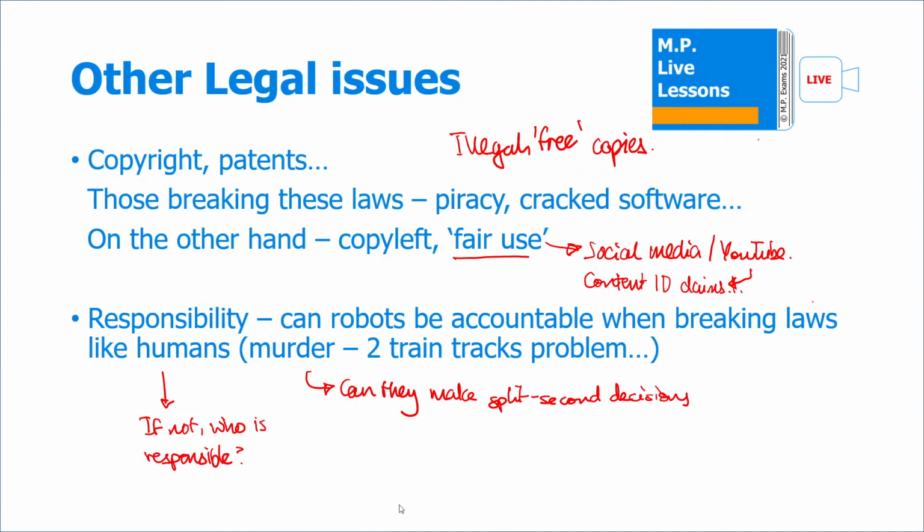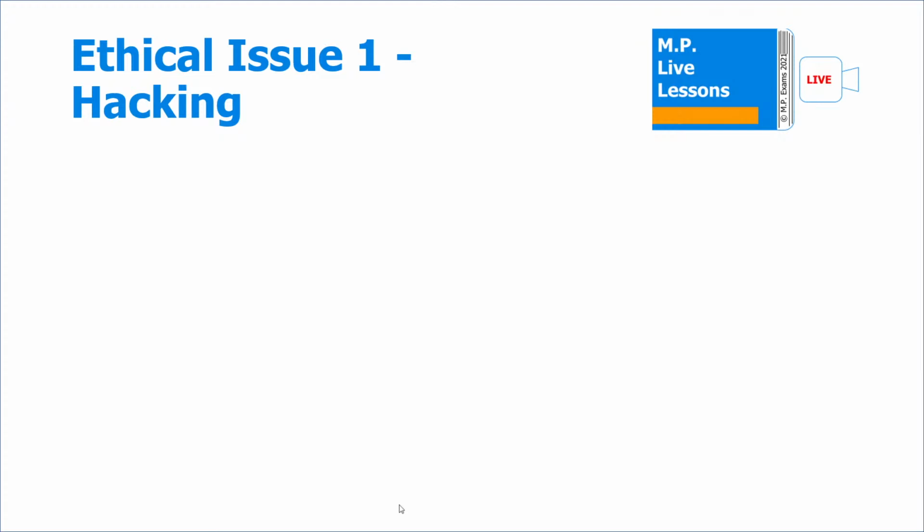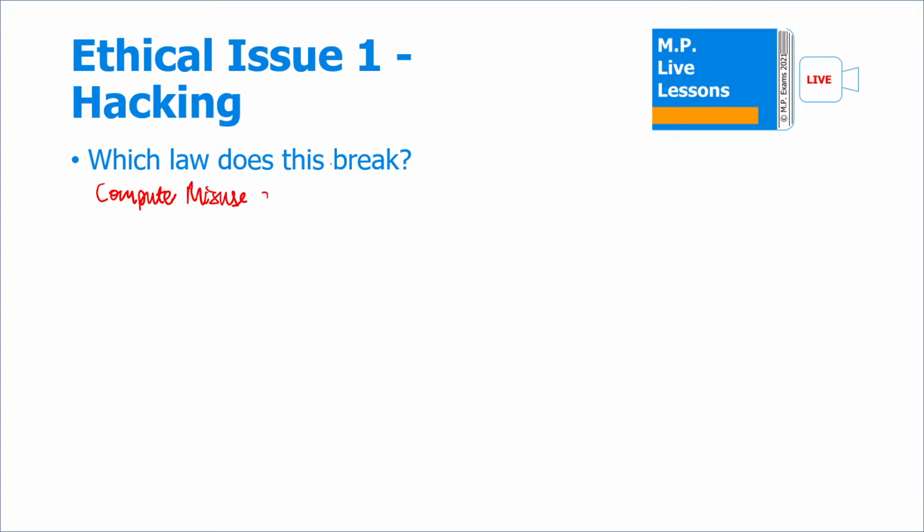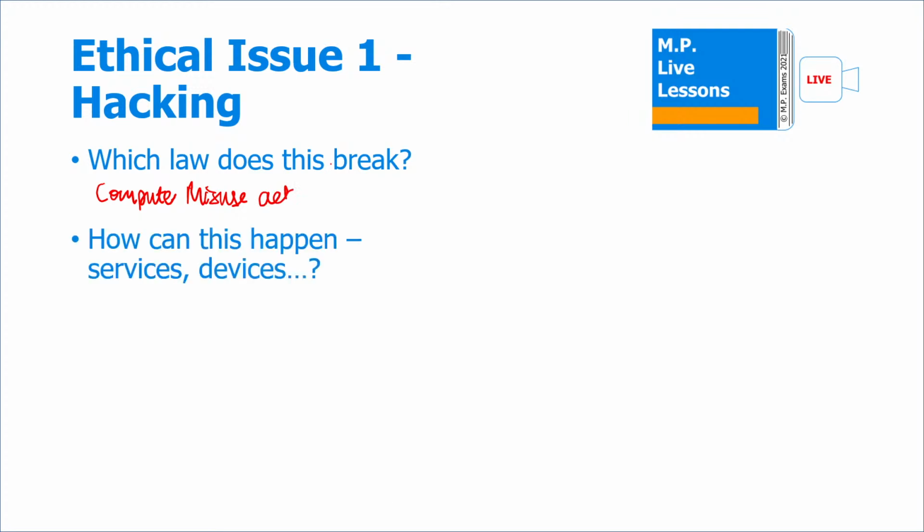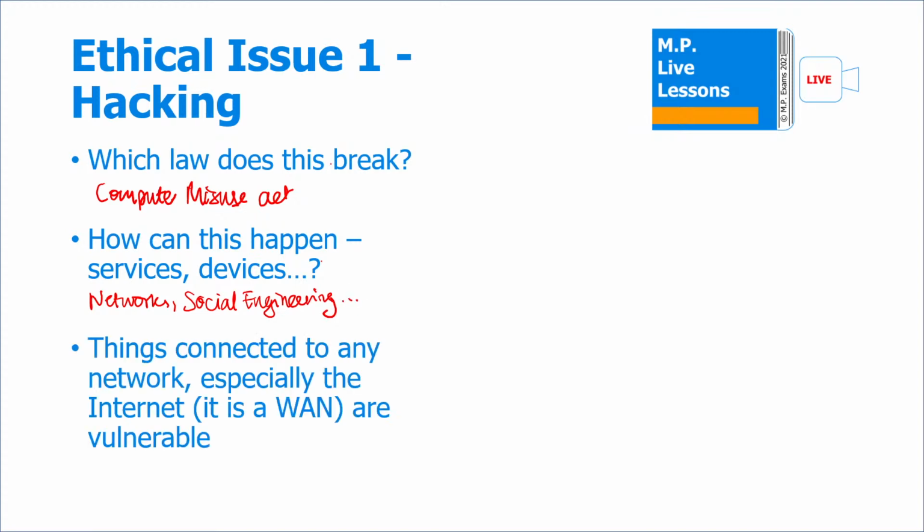Now, we'll discuss quite a few ethical issues, and the first one we'll look at is hacking. Now, which law does this break? This is the Computer Misuse Act. And how can this happen? For example, this can happen in networks, social engineering. Something to consider is anything connected to the internet, because that is actually a big network. It can be accessed by anyone, and it's quite vulnerable.